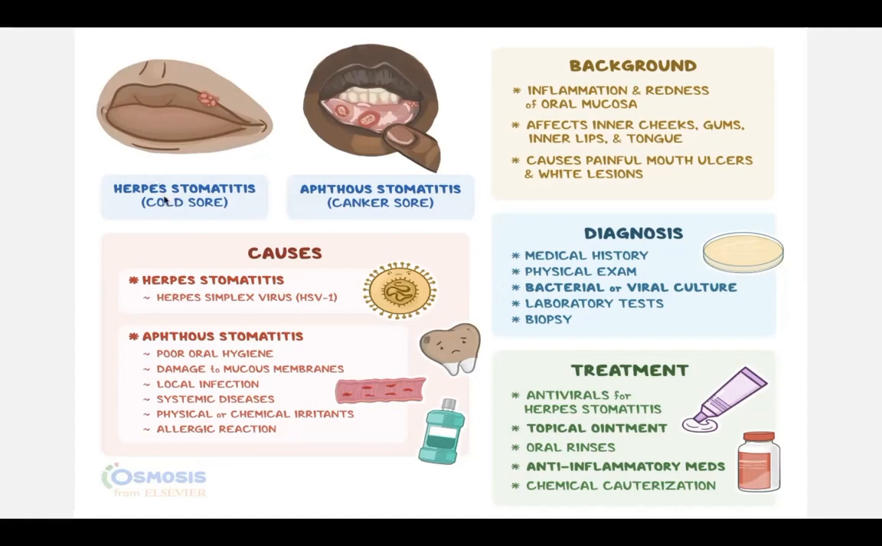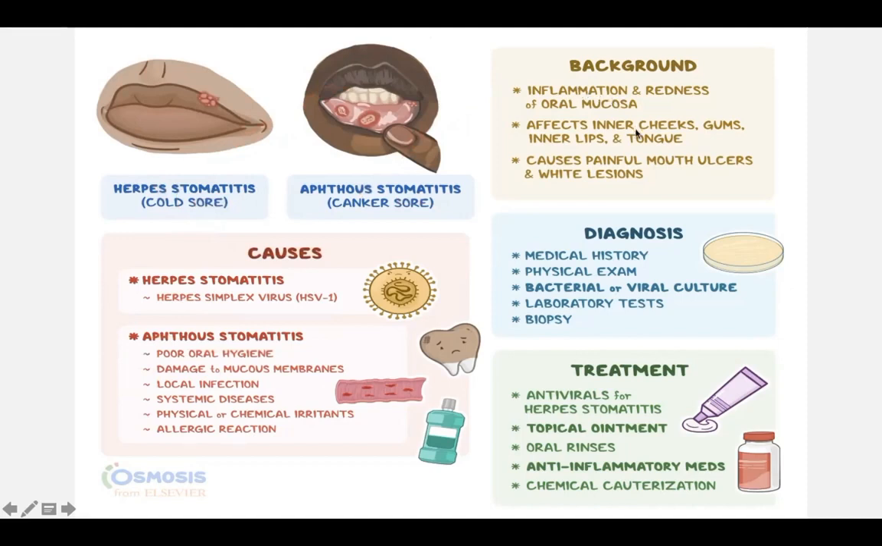The sore, but these are cold sores and these are canker sores. Okay, perfect. So the cause for herpes stomatitis was herpes simplex type 1, causing primary gingival stomatitis. And for aphthous stomatitis, the cause was unknown, but mainly poor oral hygiene, damage to mucous membrane, local infection, food, systemic diseases, allergic reactions, physical or chemical irritants, smoking, tobacco, nicotine gums, sometimes nuts, bitter nuts, tobacco chewing, all these.